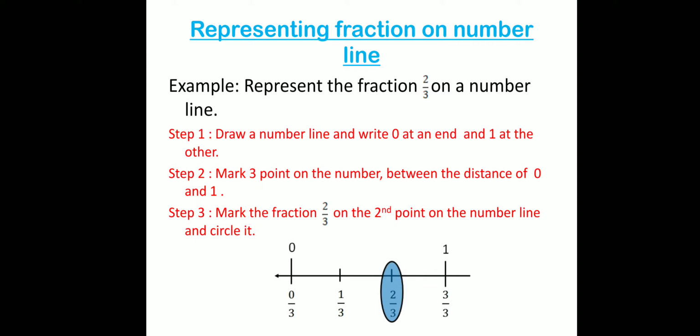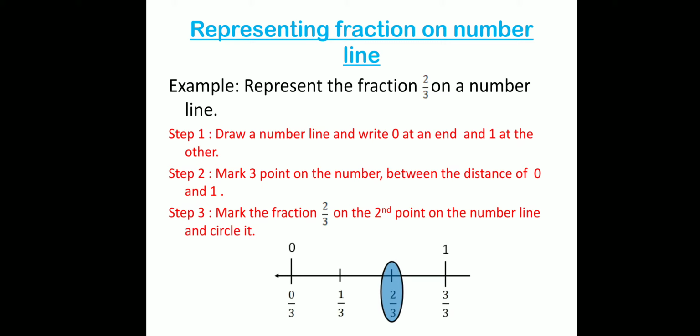So we will make 3 parts. To make 3 parts, we do not draw 3 points. Okay, we will draw just 2 points. See, they have only drawn 2 points and automatically there are 3 parts. Okay, so mark the fraction 2 by 3 on the second point on the number line and circle it.